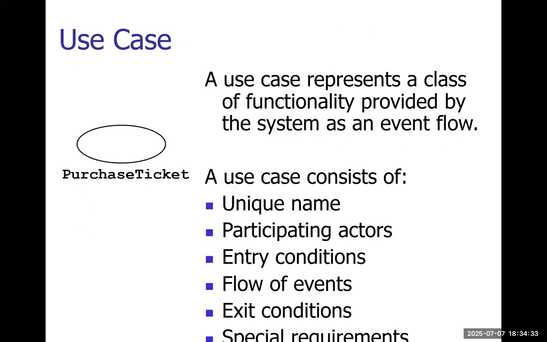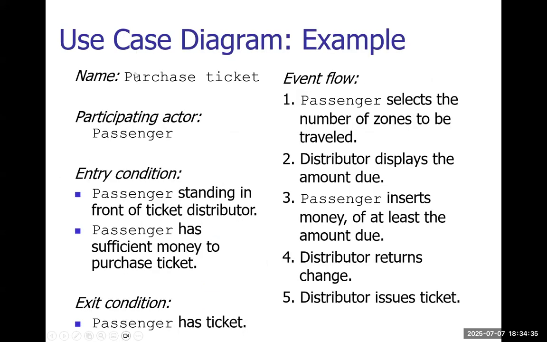In the previous example for purchase ticket, I listed all the items of the use case. The name, and the participating actor is the passenger. The entry condition, which is optional: the passenger is standing in front of the ticket distributor and has enough money. The exit condition: the passenger has the ticket. And here is the event flow. The passenger selects the number of zones.